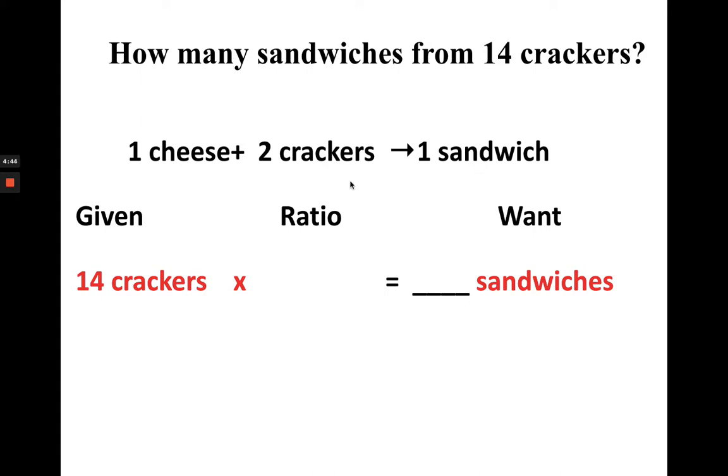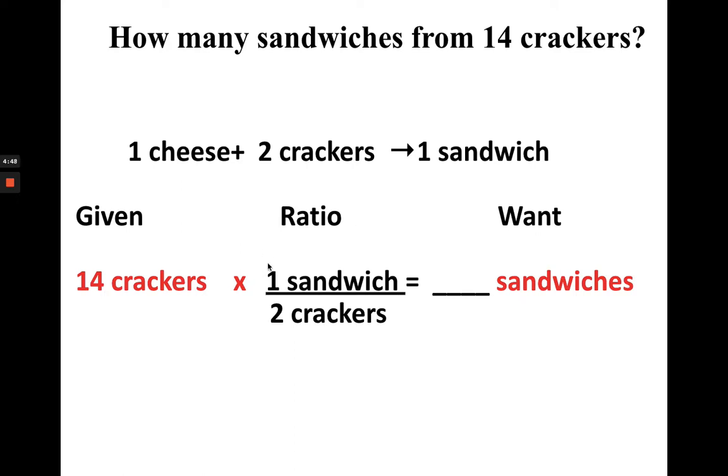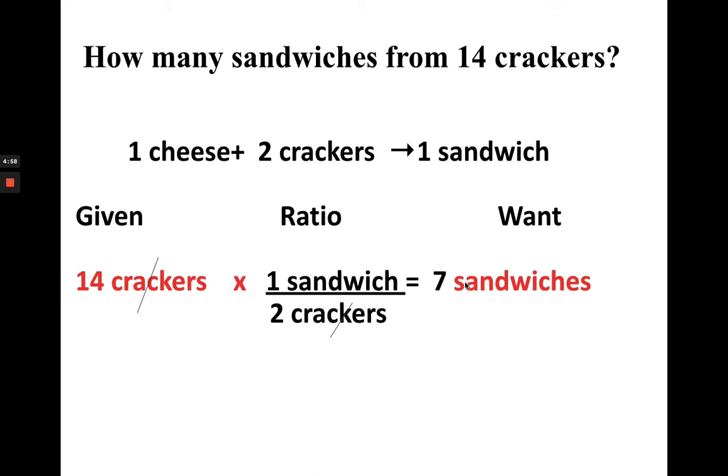Now the question here is, do I multiply or divide? I'm going to use the ratio 1 sandwich is 2 crackers. So again, 14 crackers, and the crackers here will cancel. The sandwich will go across. 14 divided by 2 gives us 7 sandwiches. Notice the unit in the denominator cancels, the unit in the numerator is the one that carries through. So 14 divided by 2 gives you, I could make 7 sandwiches with those 14 crackers.